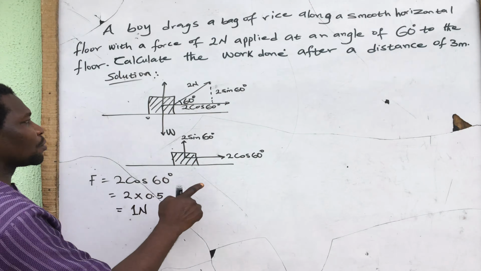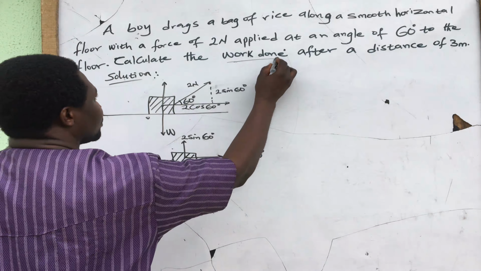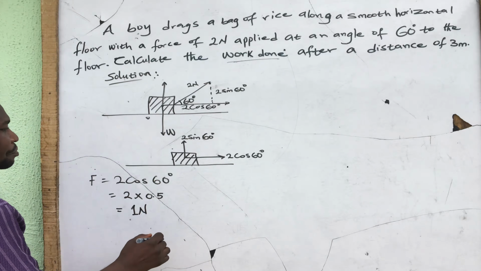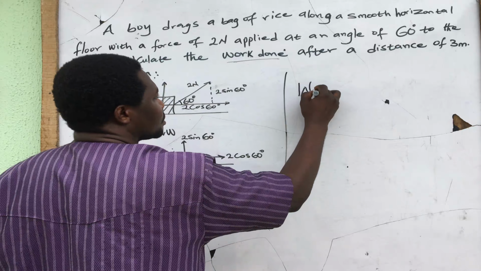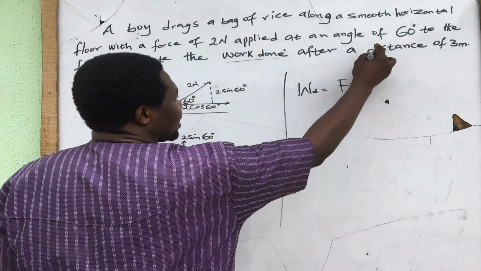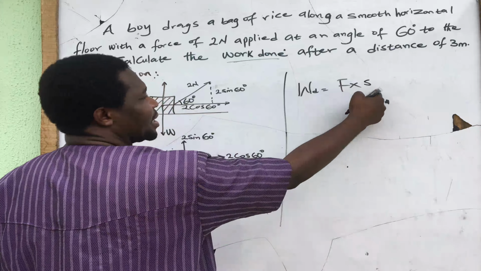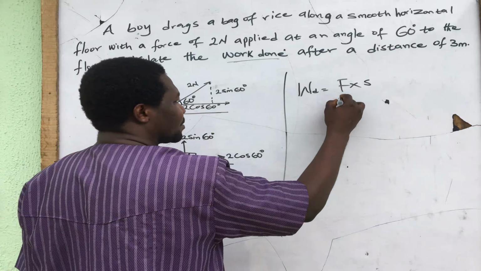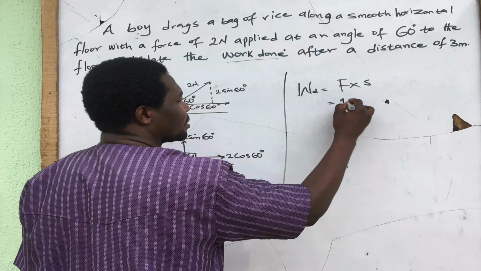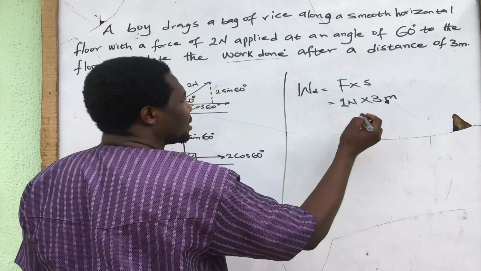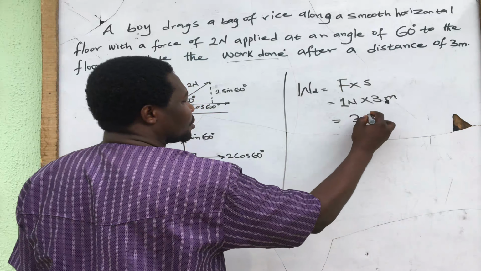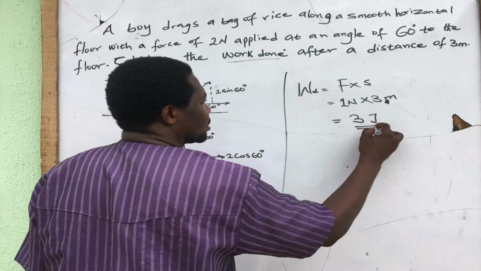So that is the force, but we have to calculate the work done. So to calculate the work done equals force times distance. This force is 1 Newton times 3 meters, and that is going to give us 3 joules. So that is 3 joules.